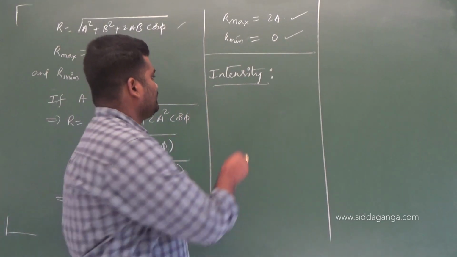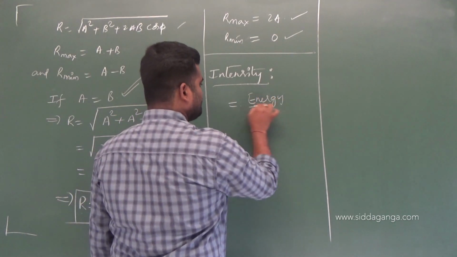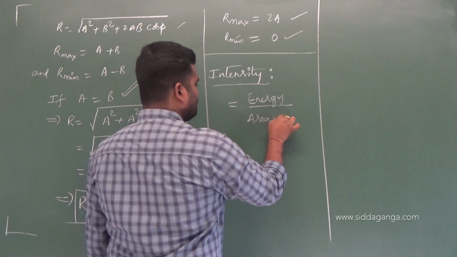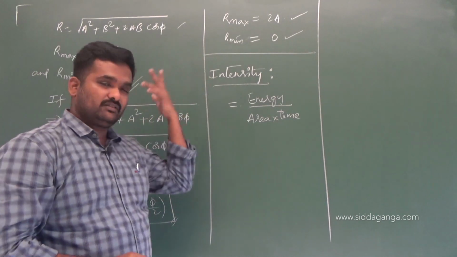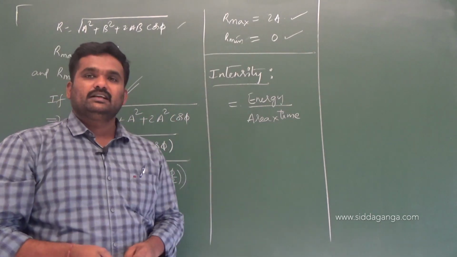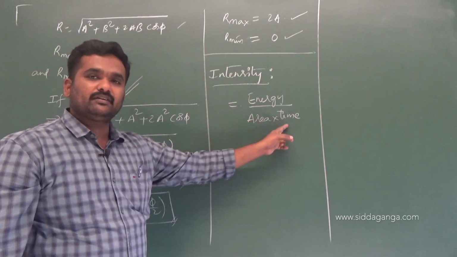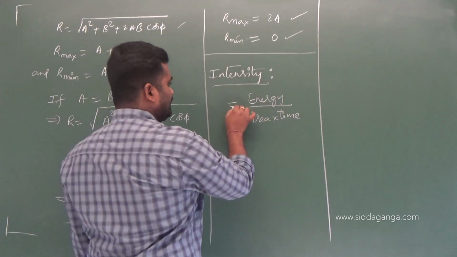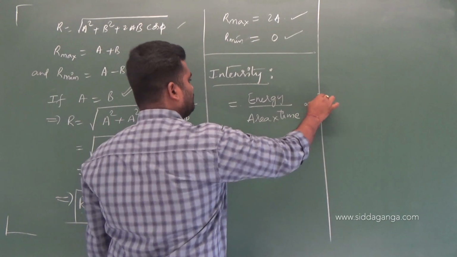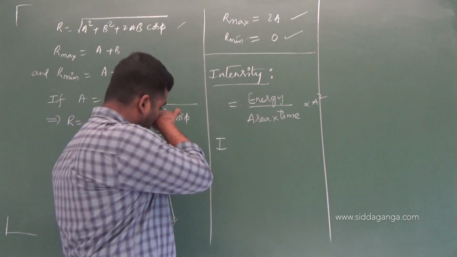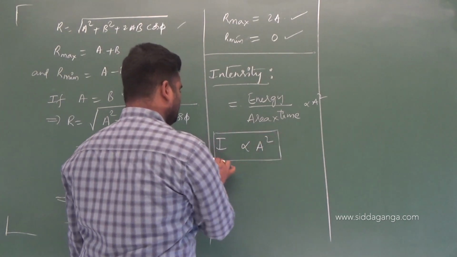So the same thing, if I take what is intensity, generally intensity equals energy per unit area per unit time. This is the formula to find the intensity of a wave. Even in thermal physics we studied the intensity of black body radiation, energy radiated per unit area per unit time. So intensity is directly proportional to energy. And energy is directly proportional to what? The square of the amplitude of the wave. So I can write directly, intensity is directly proportional to the square of the amplitude of the given wave.